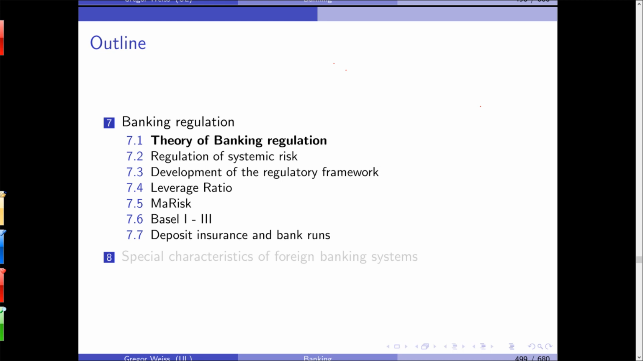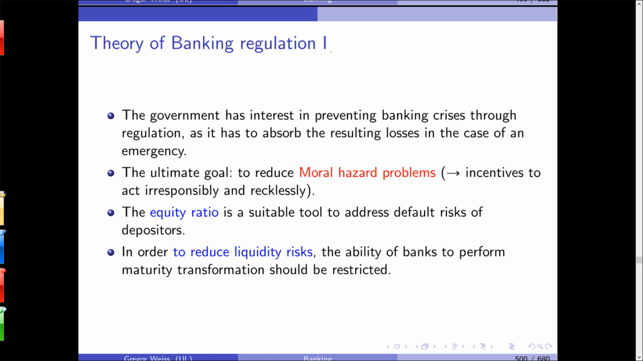Still, individual banks may go bankrupt. We don't prevent this, and we allow for this, but the banking and financial system as a whole should be safe. That's one of the main objectives of financial regulation and supervision. So, well, let's talk about the theory of banking regulation, the regulation of systemic risk, and how all of this has evolved over time, at least in the European Union and a little bit in the United States.